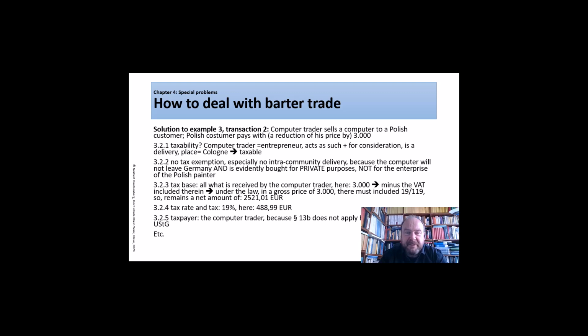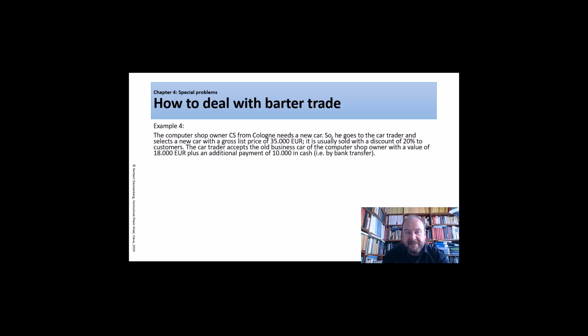So the 3,000 is by definition a gross price because it's taxable and liable to tax. So 3,000 minus VAT leads to a net amount of 2,521. The tax is approximately 489. The taxpayer is also here the computer trader, because this is not a case of 13b. Because here the computer trader is an inland entrepreneur having to pay taxes to the state of Germany, and 13b would be unnecessary, complicated, and wouldn't work. So here just the regular rule applies. Case solved.